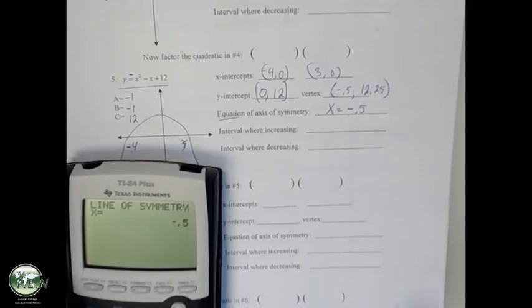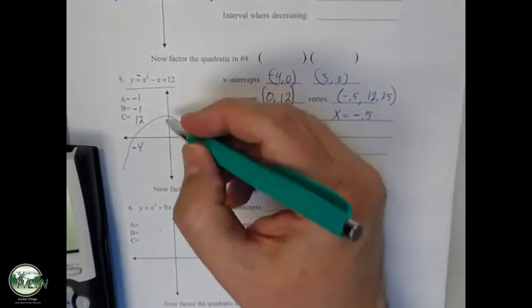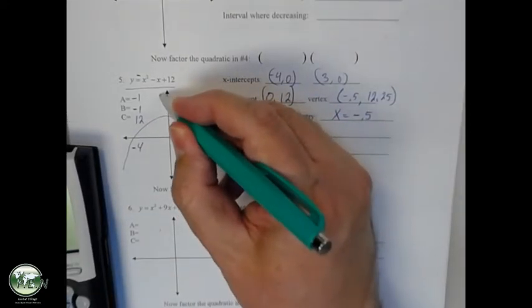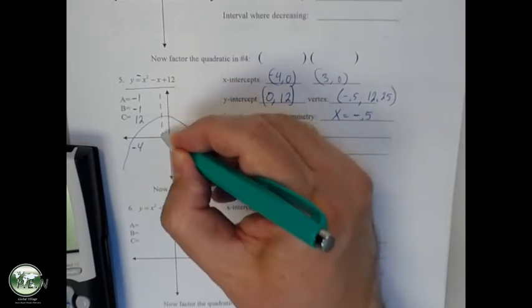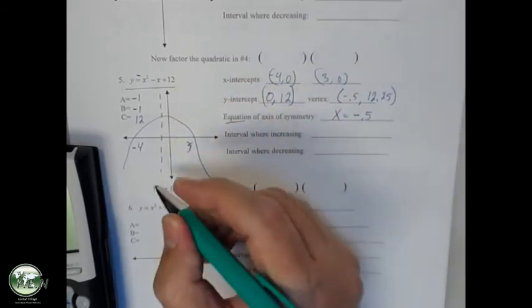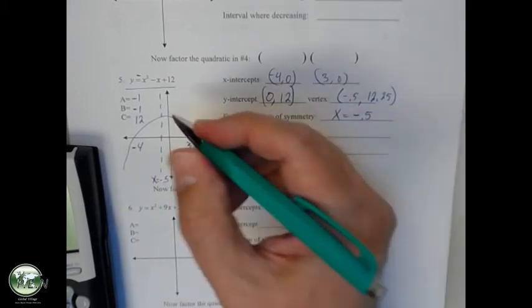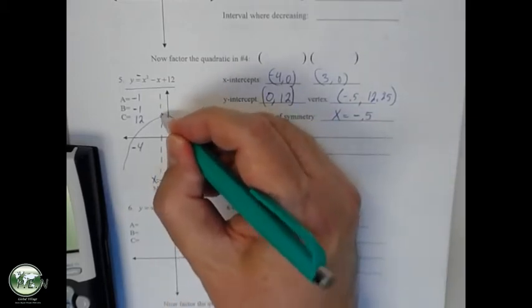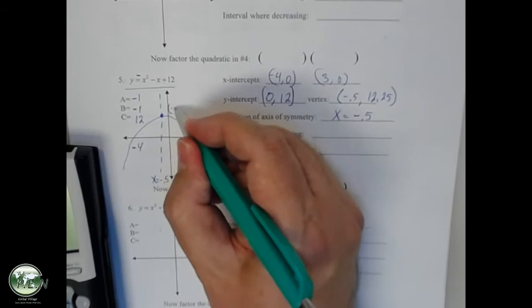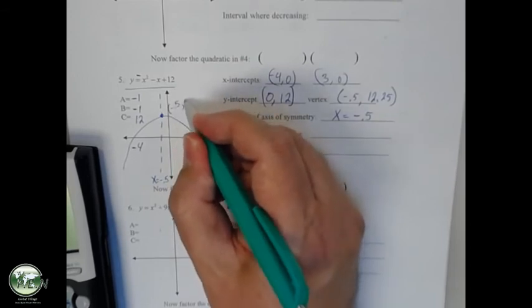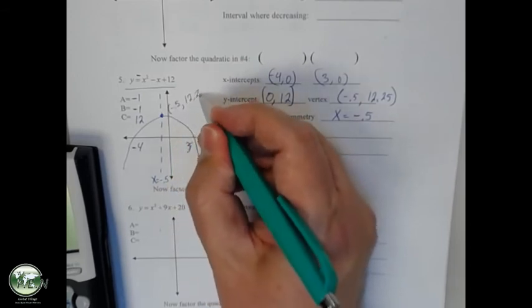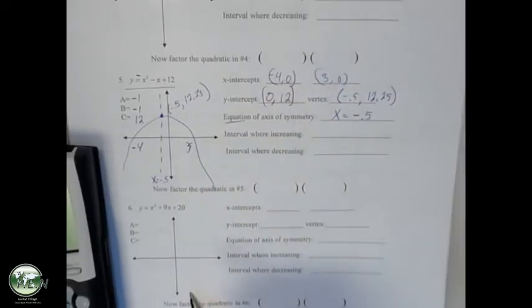Okay, so let's draw that. Notice the axis of symmetry is a little bit to the left, but not much, right? So here's our line of symmetry at x = -0.5. This is the vertex at (-0.5, 12.25). Okay. So we've labeled those points, and hopefully it makes sense to us.